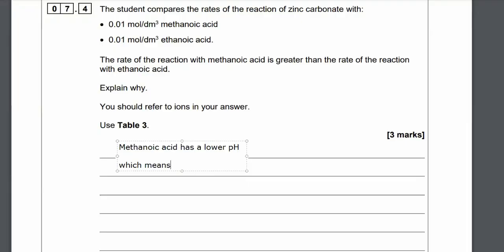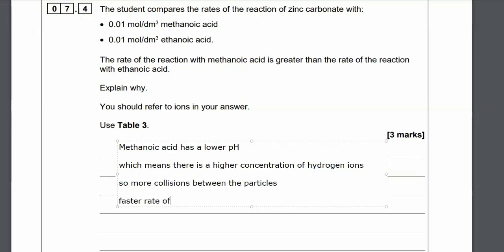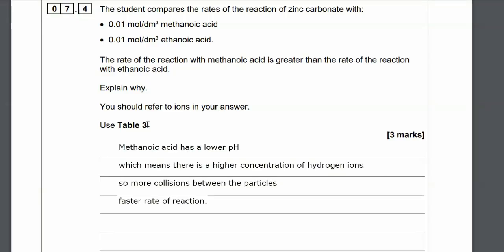So, although they have the same concentration, it is because methanoic acid has the lower pH, which means when you put it in a solution, it releases more hydrogen ions. So it has a higher concentration of hydrogen ions. Even though the acid concentration is the same, the methanoic acid dissociates more, releasing more hydrogen ions, which means you're going to have more particles able to collide and therefore a higher rate of reaction. That was actually a particularly hard answer. So if you were baffled by that, do not worry. That was particularly hard.